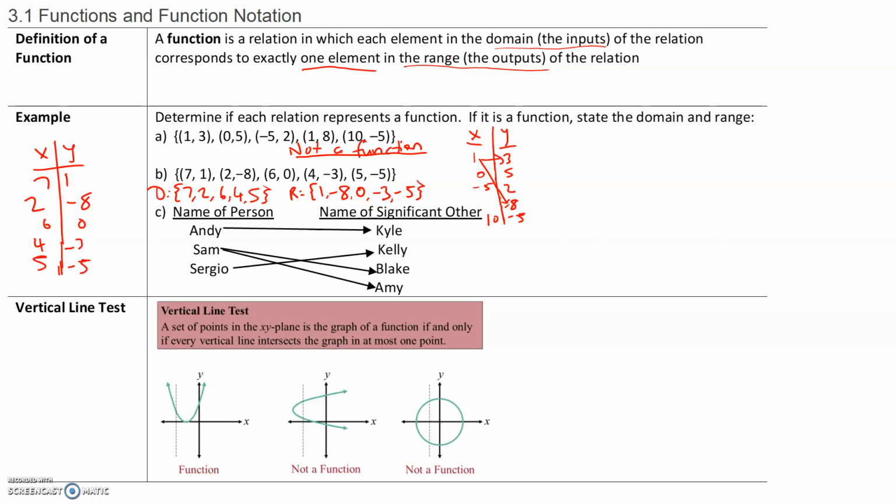Another example, we've got the name of the person and their significant other. So Andy's significant other is Kyle. Sam has two significant others, Blake and Amy. So the same input has two different outputs. Therefore, this is not a function.